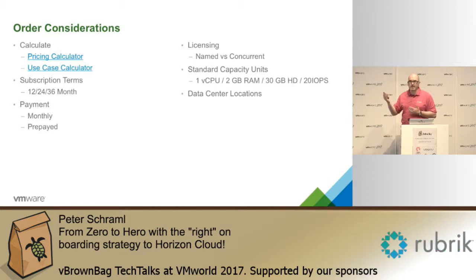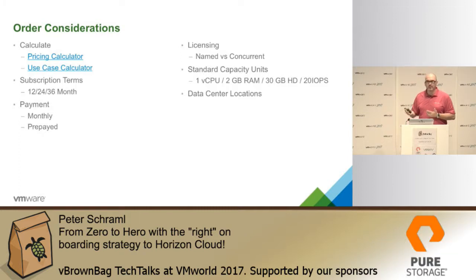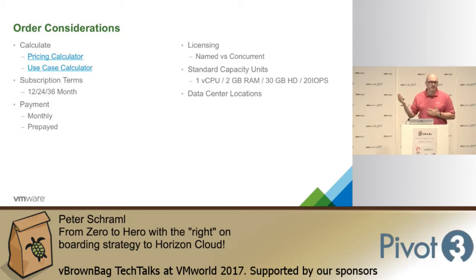So in total, we have 4 different desktop types. If you double that, you get a 2 vCPU, 4 gig, 60 gig disk, 40 IOPS, and so on and so forth. So you basically add a standard capacity multiplied by 2, 4, or 8, and that's your desktop size that you can consume.